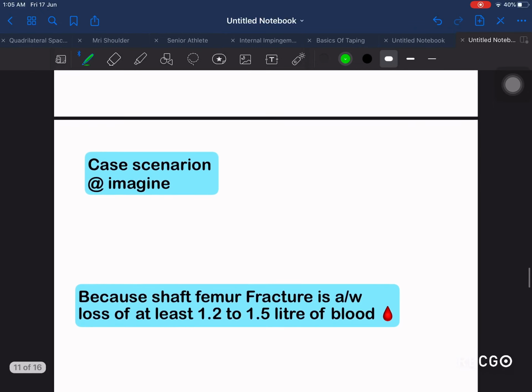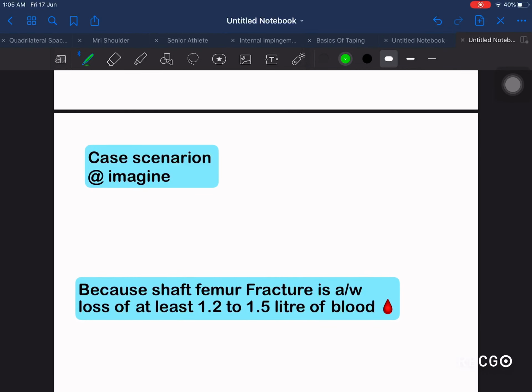Now let's look at a case scenario. A patient is brought to you by ambulance, and the patient has a swollen thigh, and when you touch it, the patient has too much pain. He is not able to get up, he is not able to move, and when you ask him to move, there is pain. And if you look at the foot, suppose the right sided limb is damaged, the right sided foot will be lying externally rotated.